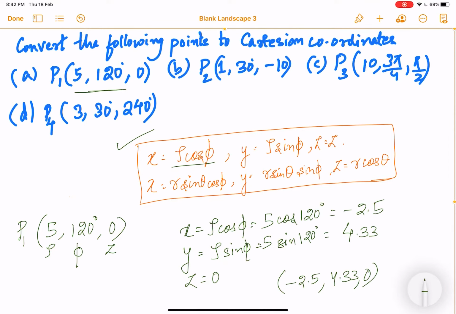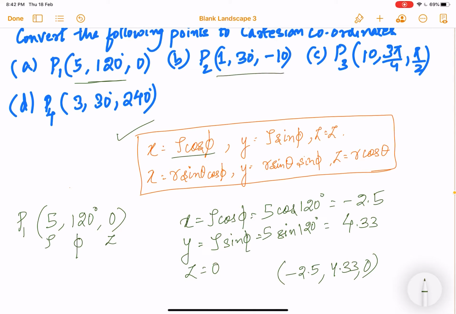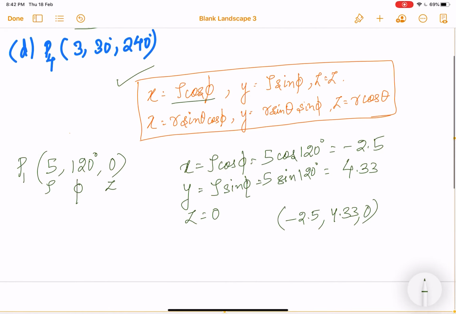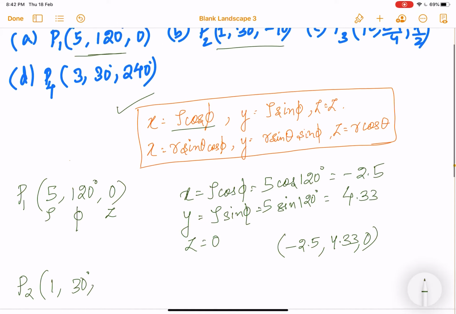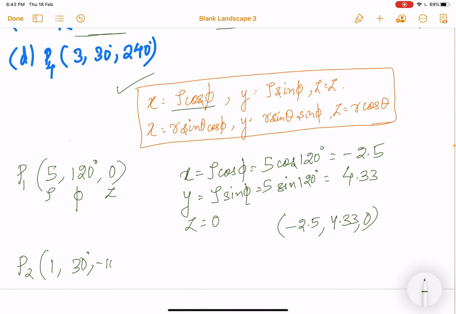Then the next bit is 1 comma 30 degrees and minus 10. These are again cylindrical coordinates. So this is rho, this is phi, and this is z. So x will be again rho cos phi, that is 1 cos 30 degrees. Y will be 1 sine 30 degrees, and z will be as it is.